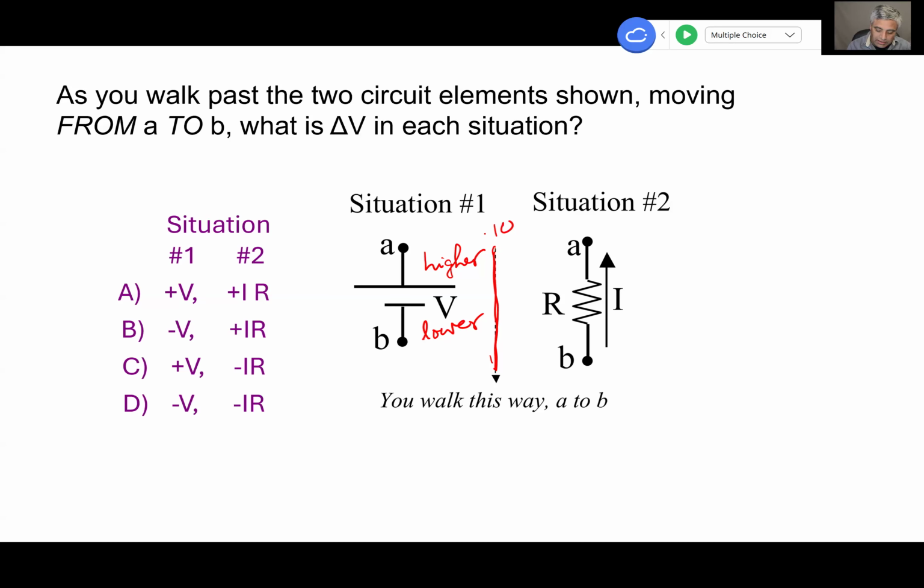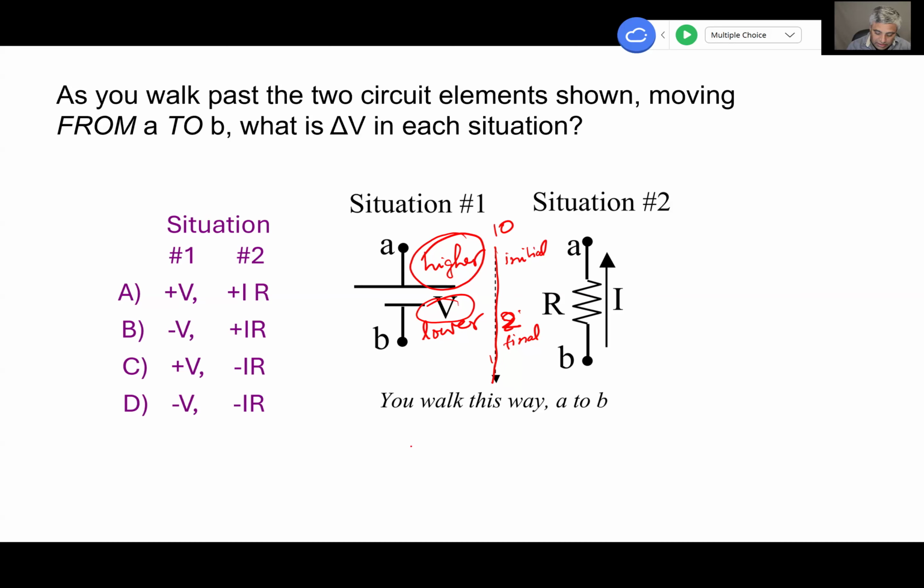So higher is, let's say, 10. Lower is, let's say, 2. So this is initial, this is final. How do I know this is initial and this is final? Because we are going this way. So initially we'll encounter this. Finally, we'll encounter that. Okay.